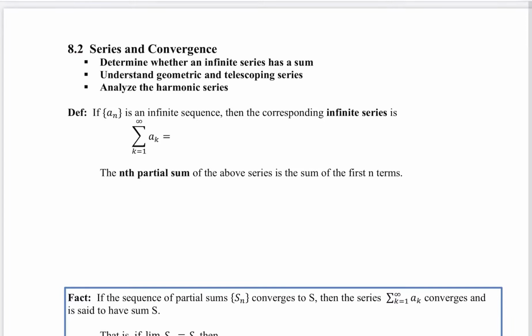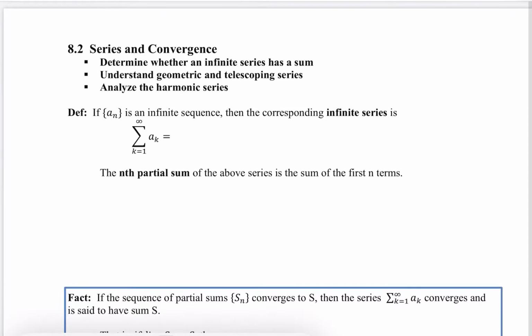Section 8.2, we're going to start to look at series. As we start to think about this first definition here, you see this big Greek capital letter sigma, that's notation for taking a sum. So we're taking an infinite sum, a sum of the sequences that we talked about in 8.1.